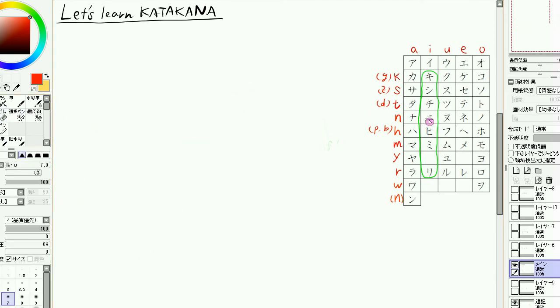Okay, let's go to the next one. So we go to ni. Ni plus ya, ni plus yu, ni plus yo. Of course, it's nya, which might be difficult for you to pronounce. And nyu. This is pretty near to, for example, news.